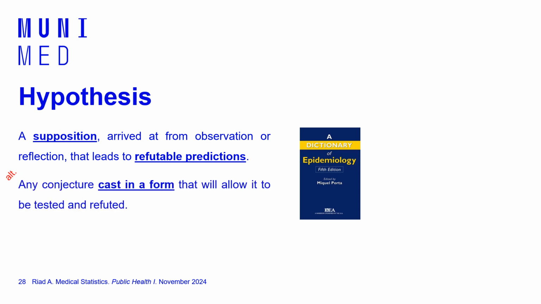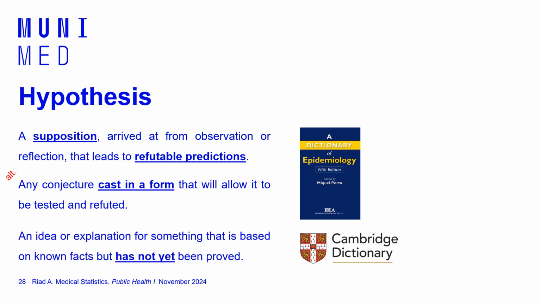An alternative definition is that it's any conjecture that is cast in a form that will allow it to be tested and refuted. Also, according to Cambridge Dictionary, hypothesis is an idea or explanation for something that is based on known facts. So of course we need to make this suggestion based on previous information, and it has to be proven or rejected. So it has to be tested, and once we test it, we will be able to decide whether we should accept or reject this suggestion. Okay, so this is simply the hypothesis.